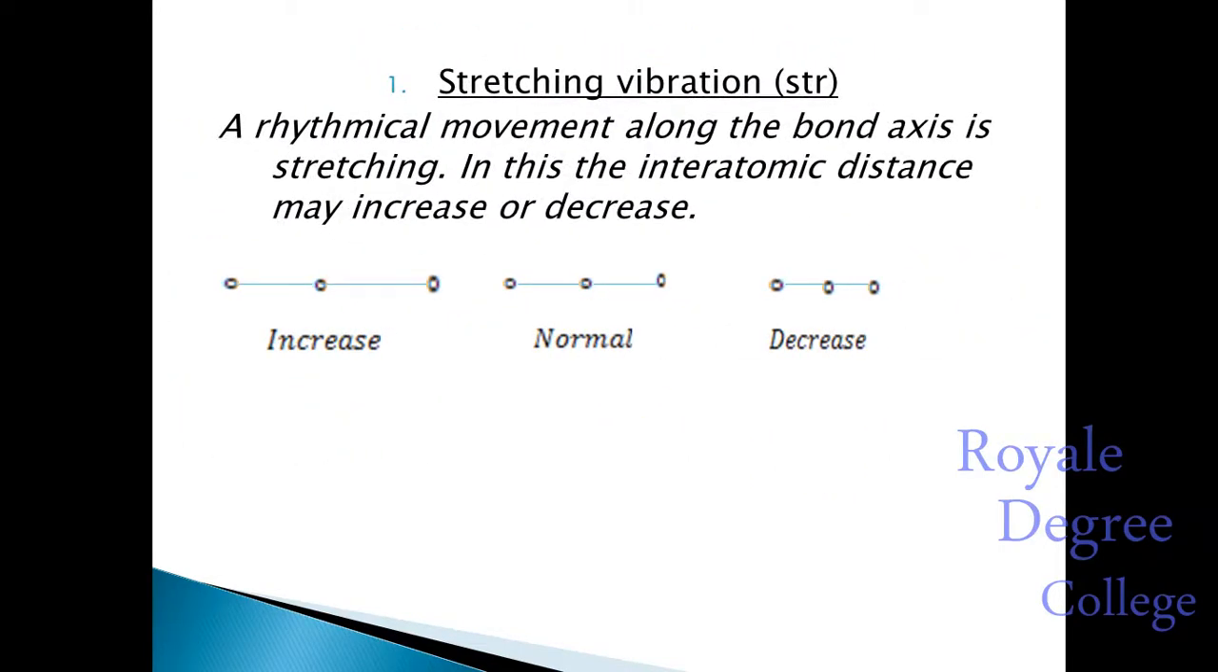First of all, we'll talk about stretching vibration. A rhythmical movement along the bond axis is stretching. In this, the interatomic distance may increase or decrease. Here you can see the figures. It is showing the increase in the interatomic distance, isn't it? In the second figure, this is the normal one. And if you see the third figure, here the interatomic distance decreases.